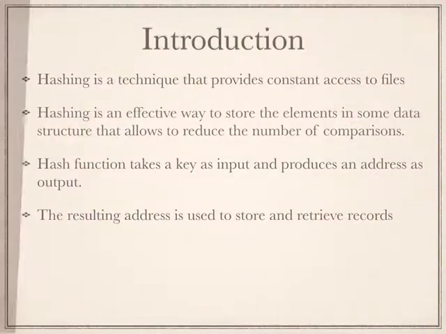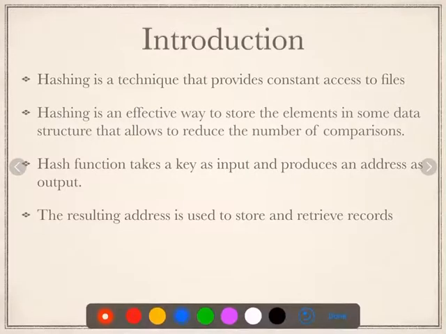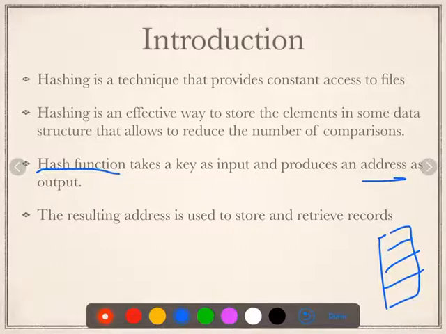So firstly, what hashing is. Hashing is a way to store your data into a data structure called a hash table. A hash table looks like an array which has capacity to store some number of elements. So hashing is a way to store data into this particular hash table. Hashing uses a hash function which takes the key as input and produces an address as output. The address which is generated is used to store the data and retrieve the data from your hash table. So it is said to provide constant access to your files.